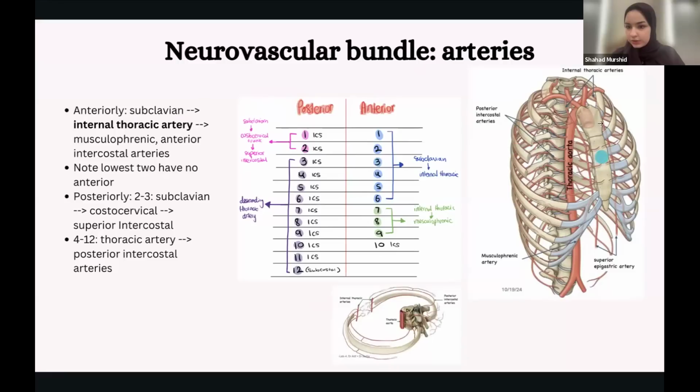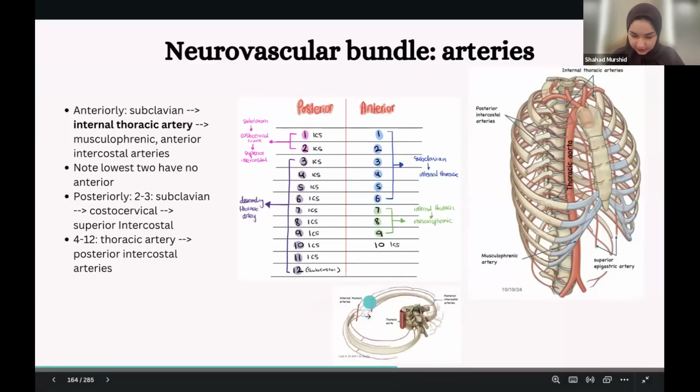So again, anteriorly here, we have the internal thoracic arteries. Even if you look at this rib here, you can see that anteriorly you have the internal thoracic arteries, and it's giving branches to the rib, so it's supplying the intercostal space. And then posteriorly, we have the thoracic aorta, and that is giving the arterial supply to the posterior intercostal spaces.